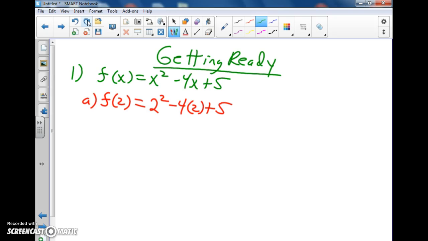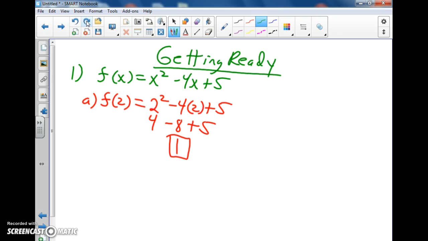Now how much is 2 squared? 4. How much is negative 4 times 2? Negative 8, and 5, right? Here's what you're going to see. Then all you do is add those all together, and so what do you guys get for the answer? 1, right. The correct answer is 1, and you should get 1 for your answer. That's the first one. Obviously, if you're not getting the right thing, you need to correct it there on your paper. All right, let's go to the next one now.